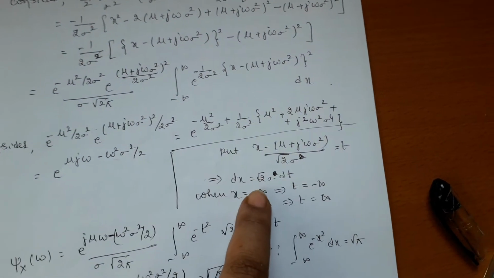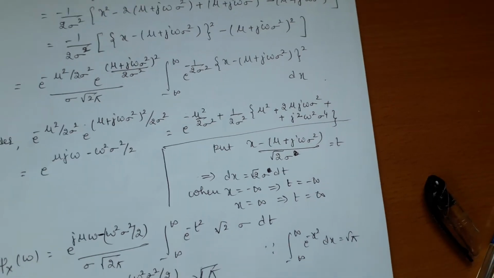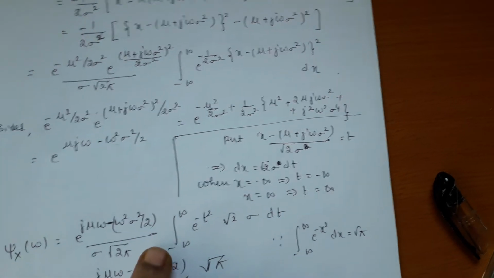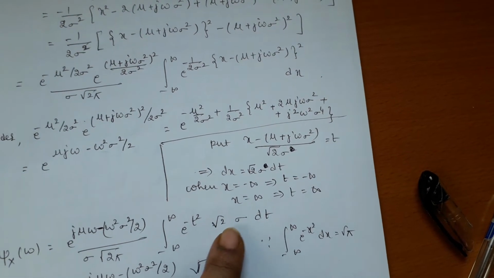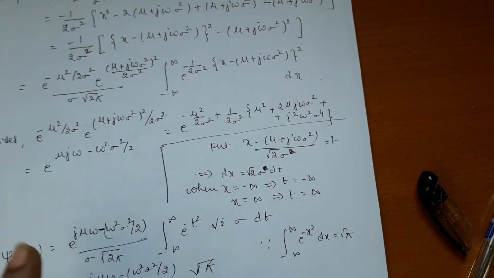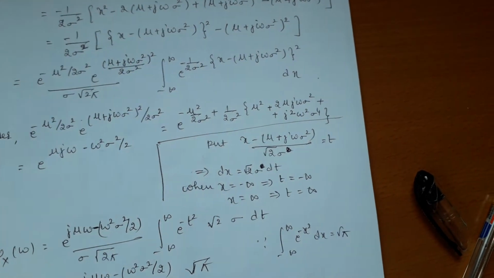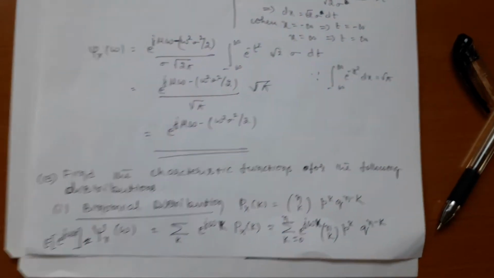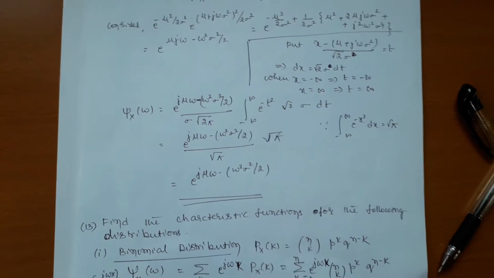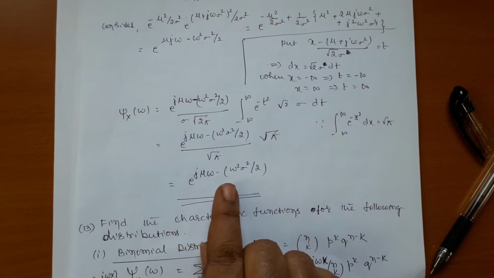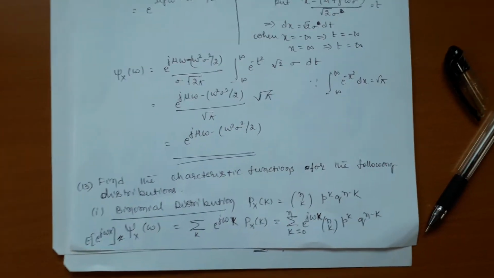When x is minus infinity, t is also minus infinity, because infinity minus a constant is minus infinity. Therefore, we get the integral from minus infinity to plus infinity of e power of minus t square. Root 2 sigma is cancelled. You know what this value is: root pi. Root pi cancels. Finally, we get the characteristic function for the normal distribution: e power of j mu omega minus omega square sigma square by 2. This is a way to find it.